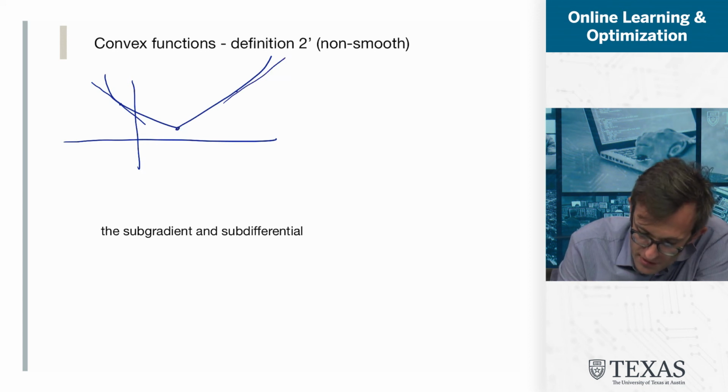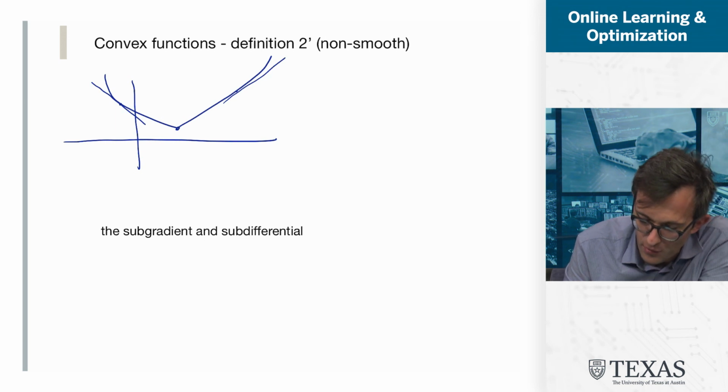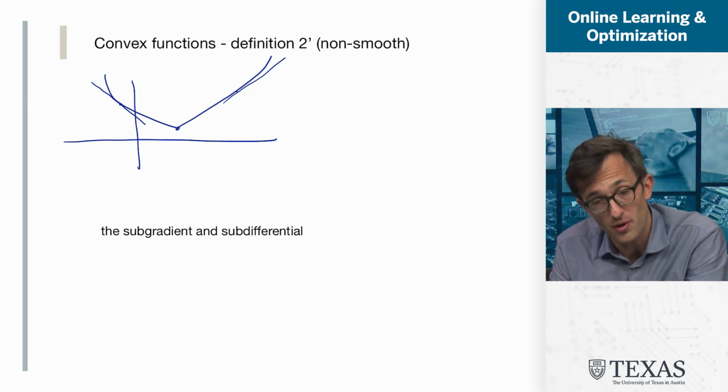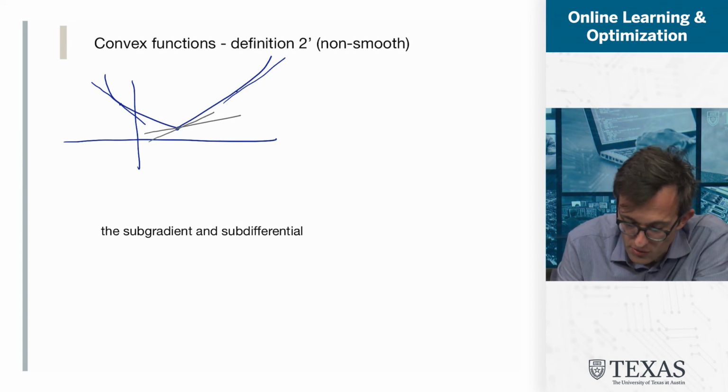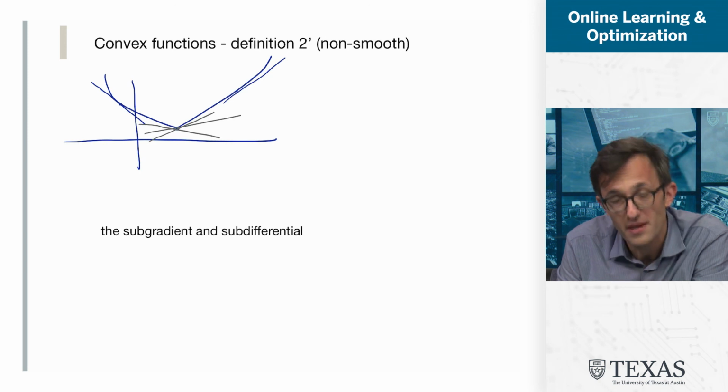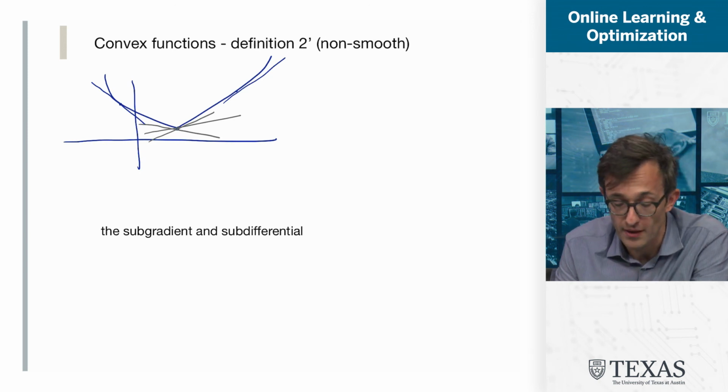But what happens over here? I'll change color so it's even more clear here. Well, it actually turns out here that we also have this property, except there's not a unique way. There's not a unique tangent to the graph. There's many, many, many different, potentially, ways to underestimate.